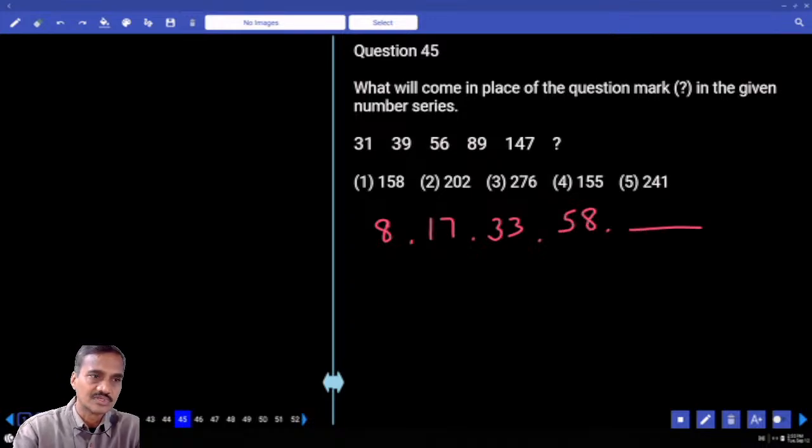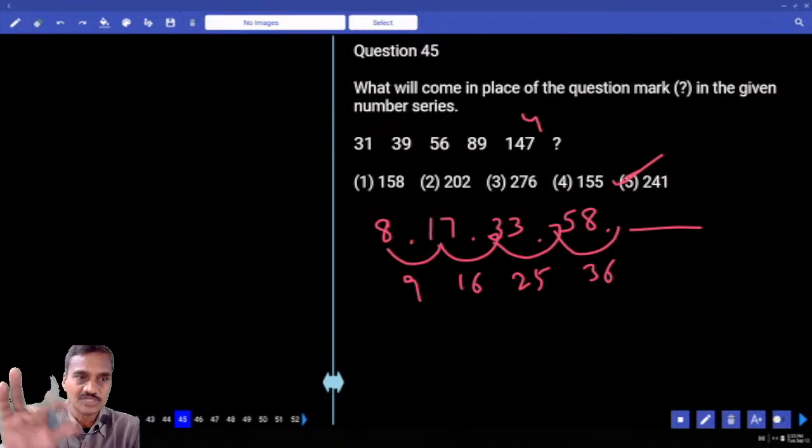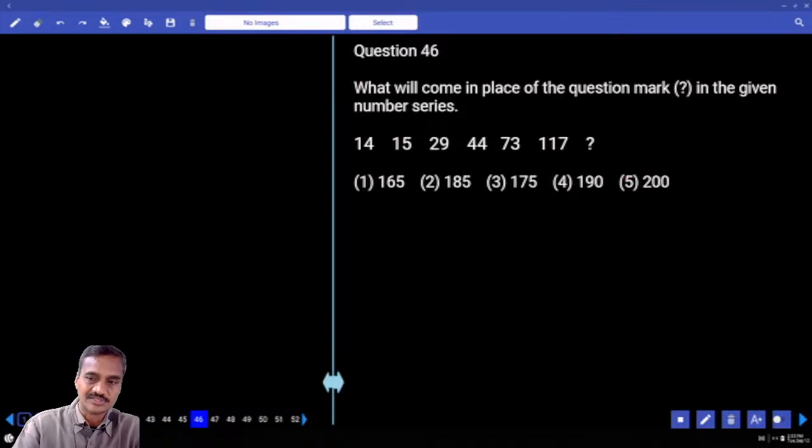Then what's the next one? 8 and 17, 9. Here difference is 16. Next one is 25. Next one is 36, isn't it? And 94. And 7 plus 4, last digit is 1, choice. అయిపోయిందా లేదా? మొత్తం నెంబర్ కూడా చూడదు, లాస్ట్ డిజిట్ ఇట్ సెల్ఫ్ ఈజ్ సఫిషియంట్. దెన్ నెక్స్ట్ వన్ మనం ఎక్స్చేంజ్ చేద్దాం.